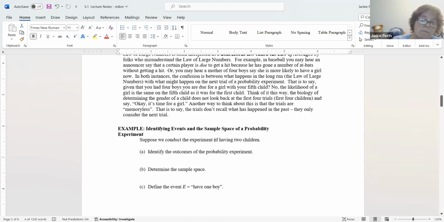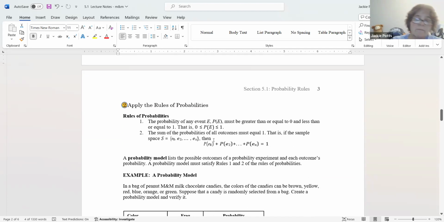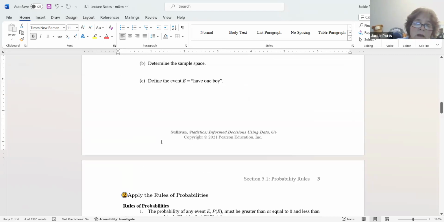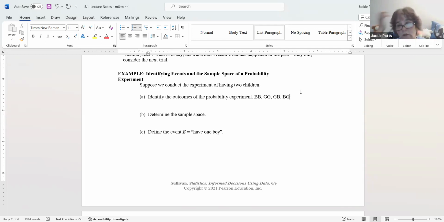All right, now, events versus sample probability. Well, think of having the 2 children. Identify the outcomes. Well, you could have 2 boys, 2 girls, girl first, then a boy, or boy first, then a girl. Because there is an order. First child, second child. So we have 4 possibilities.